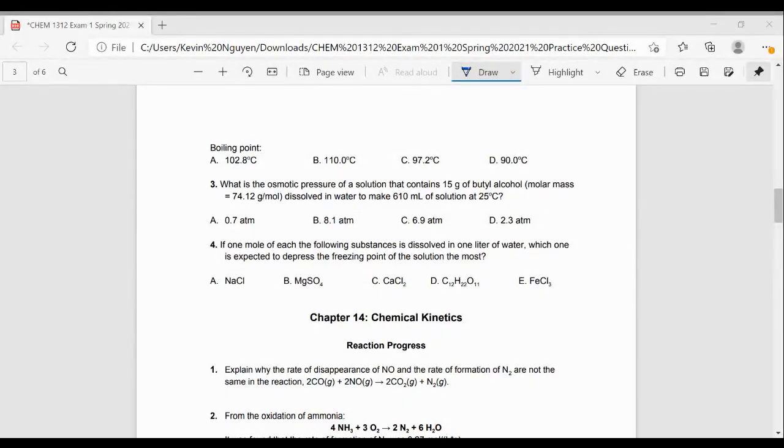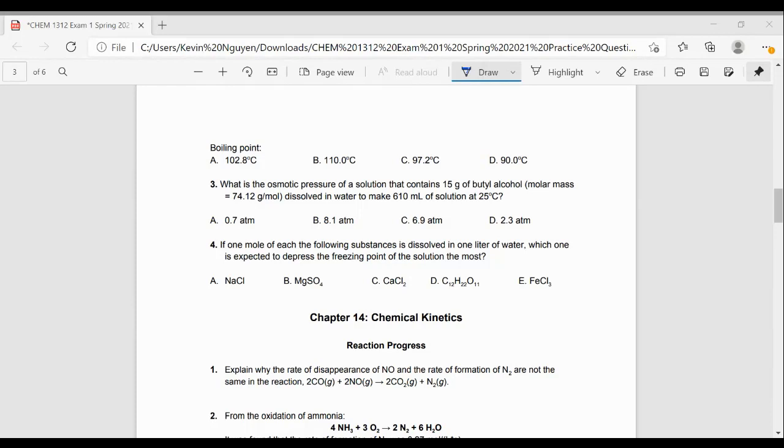And then figure out the concentration of the solution. So in this case, concentration, we need to have it in moles per liter. So go ahead and convert the butyl alcohol into moles using the molar mass that they've given you, and then divide it by the volume and convert the milliliters to liters, and then multiply it by the value of the gas constant.